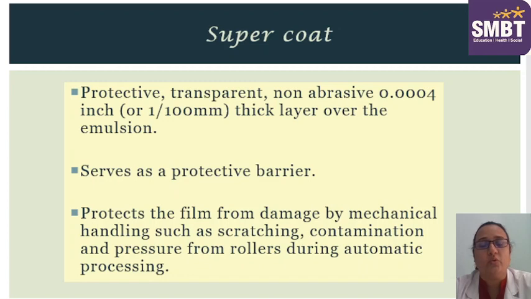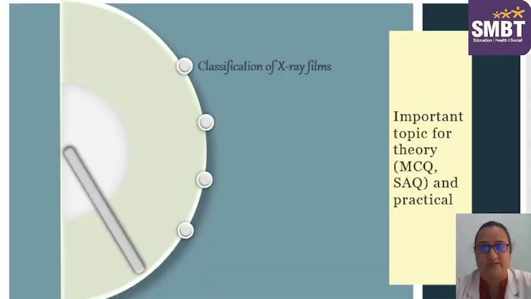Then there is a super coat which serves the purpose of protection. It is a transparent, non-abrasive layer, approximately 0.0004 inch thick, over the emulsion. It serves as a protective barrier, protecting the film from damage by mechanical handling such as scratching, contamination, and pressure from the rollers during the automatic processing.